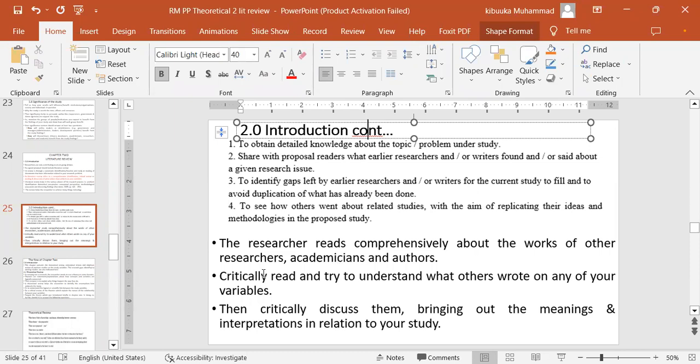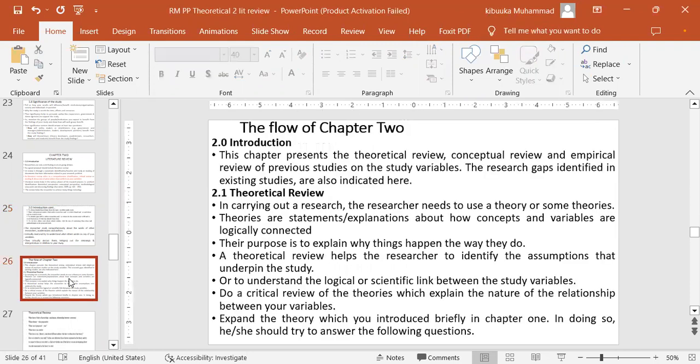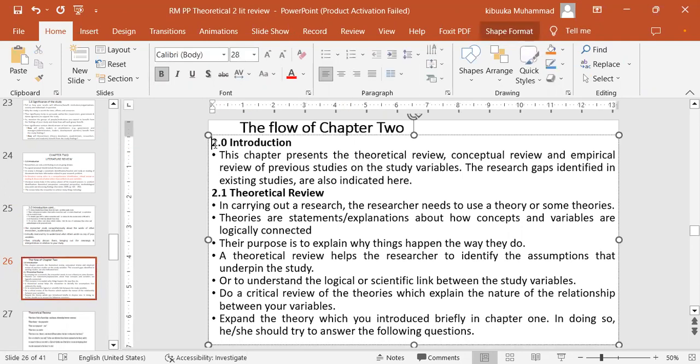Okay. We have gone briefly through the steps. As we said, there are subsections of literature review. And here we go. We go through how chapter 2 flows. As usual, like other chapters, this chapter has an introduction, 2.0, where you write a paragraph briefly indicating the subsections of this chapter.